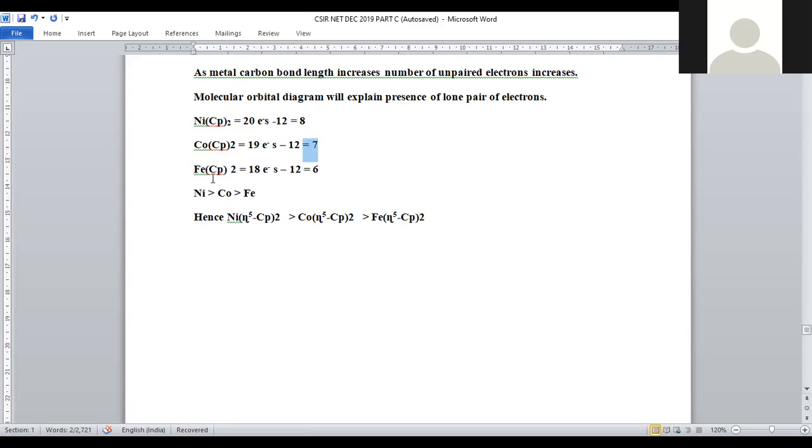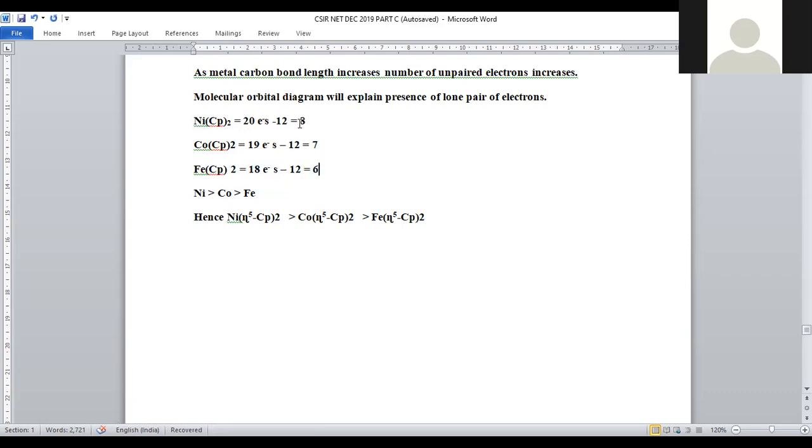Now let us calculate the total unpaired electrons in the iron complex. Iron is an ns2 (n-1)d6 system. Whenever this complex is taken, iron contributes 8 electrons in its valency shell, and each Cp contributes 5, so for 2 Cp, 10 electrons are given by Cp. So 10 plus 8, a total of 18 electron system. 18 valency electrons will be there in this iron Cp2. Now it will be subtracted with 12, so the total unpaired electrons will be 6.